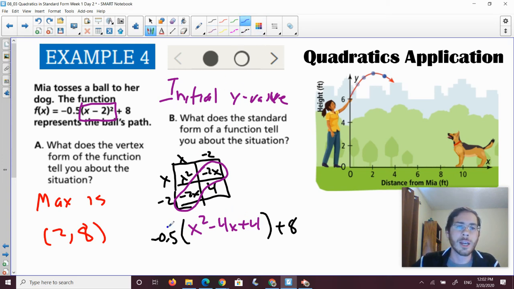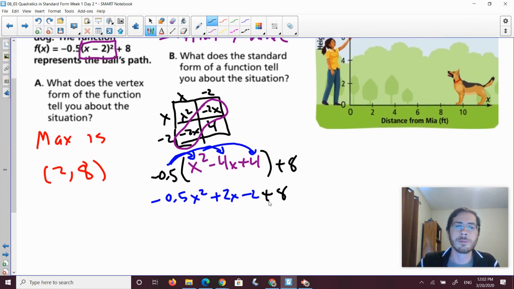All right, so from here, now we get to distribute. So we're going to distribute this negative 0.5. So we're going to get negative 0.5x squared plus 2x minus 2. And then in black, we still have plus 8 because I didn't do anything with the plus 8 yet. All right, almost there. We got one last thing that we got to do, and that is combine our like terms again. So we have one more set of like terms. So our final result, negative 0.5x squared plus 2x. And now we're going to combine those. Negative 2 plus 8 is plus 6.